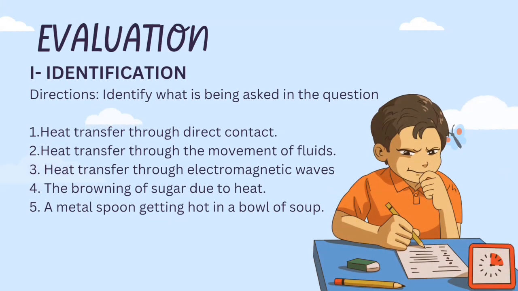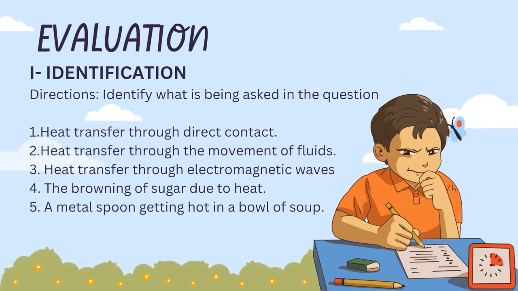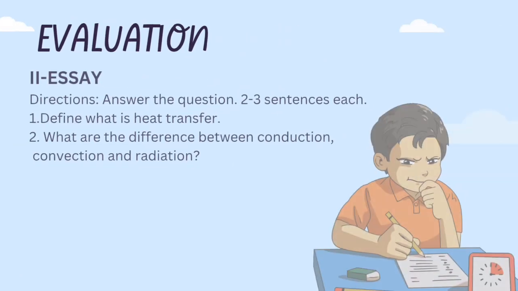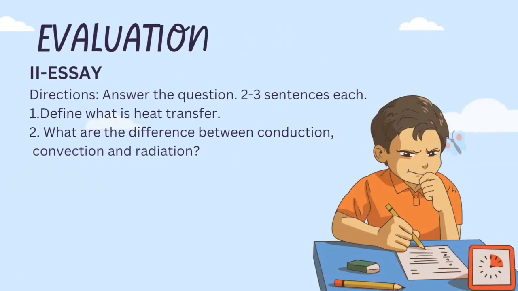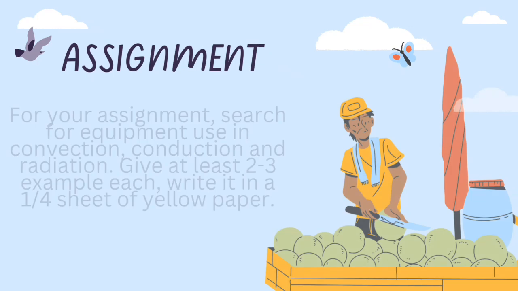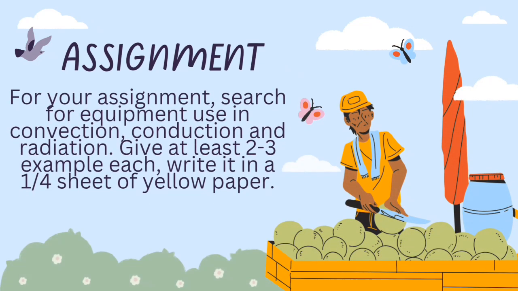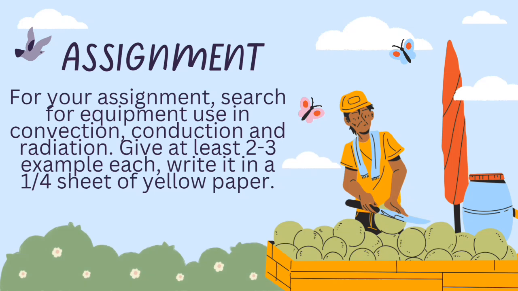For your evaluation, you will answer the following questions. This has two types of tests. First is identification and second is essay. Write it on a one-half sheet of paper. You will pass it in our Google Classroom and the deadline will be until 11:59 today. Your assignment will also be posted in Google Classroom and is to be passed next week.